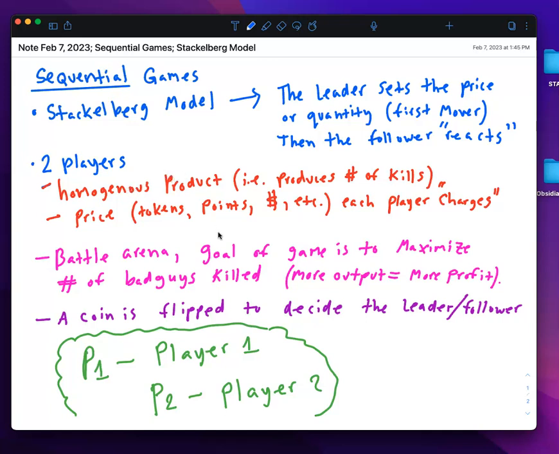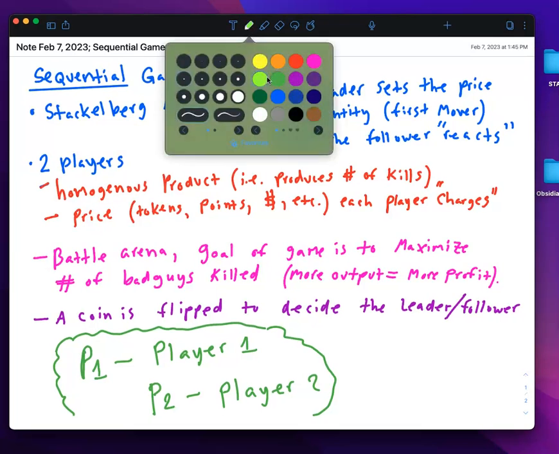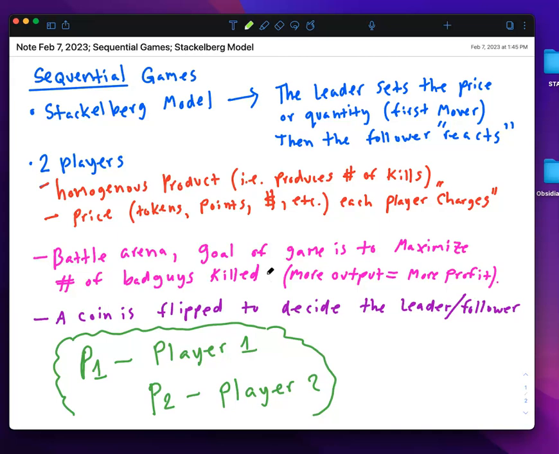So in this game I just made up, there's two players, and there's a homogeneous product. So they both produce a number of kills. These players are measured by how productive they are or how good they are at killing bad guys. And the leader is going to set the price, okay? And this could be anything. The price could be maybe for every bad guy they kill, they get some points or tokens or dollars or crypto or whatever. And this is basically what each player charges.